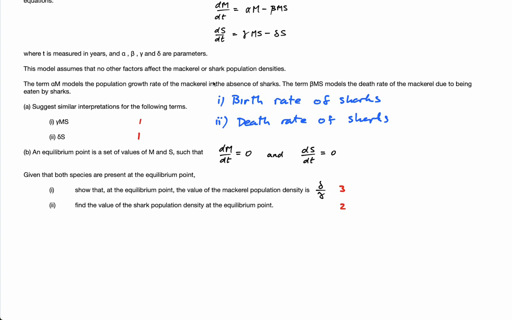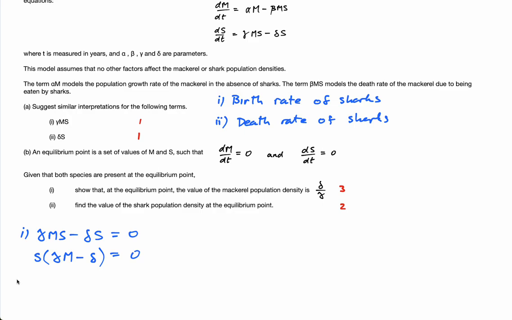Okay, so the delta over gamma is going to come from this equation, guys. So I can say that gamma MS minus delta S equals 0. Then I can factor out the S, so S times (gamma M minus delta) equals 0. So either this is 0 or this is 0.